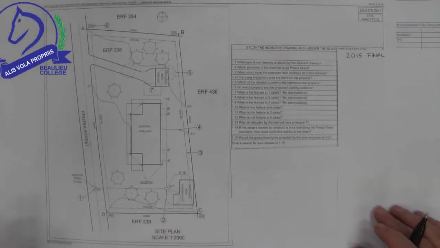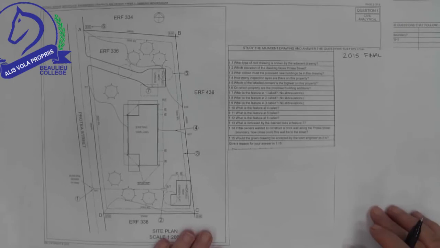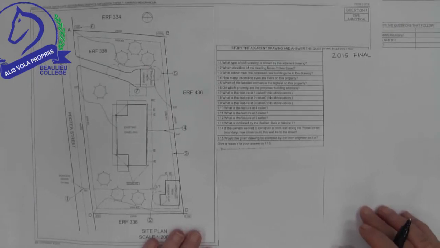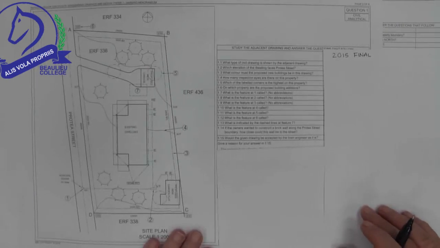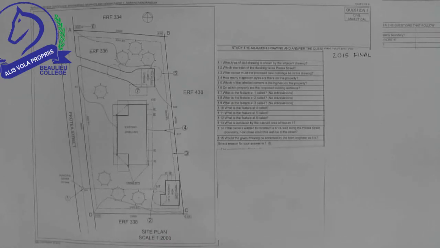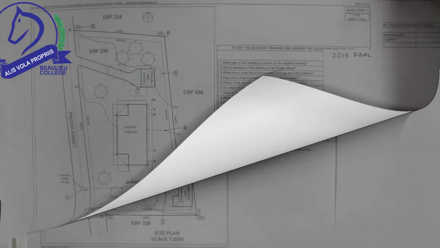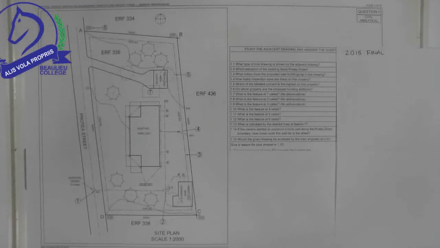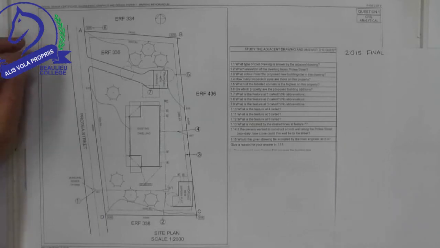Hello grade 12s. I'm just going to go through this drawing here. This is the 2015 final paper, so that you can see what I'm going to do and how I would approach this civil analytical question. The first thing that I would try and do is look at the diagram before looking at the questions. Take in what you can see here.